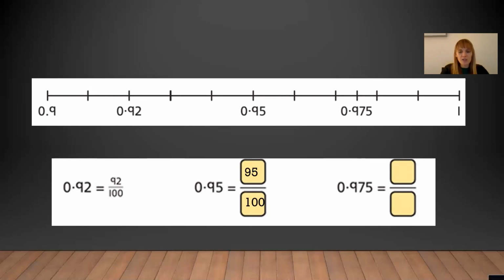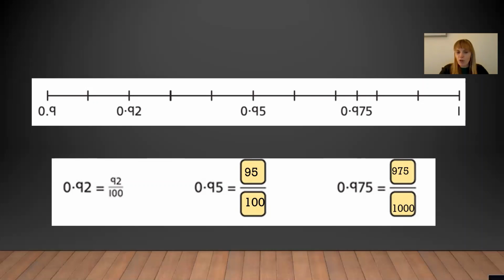Oh, now look at the next one, 0.975. Now, we've gone beyond the hundredths column. We've got a 5 in the thousandths column. So what will the denominator be this time? It's got to be thousands, hasn't it? Because otherwise it would be too small. So here we've got 975 thousandths.